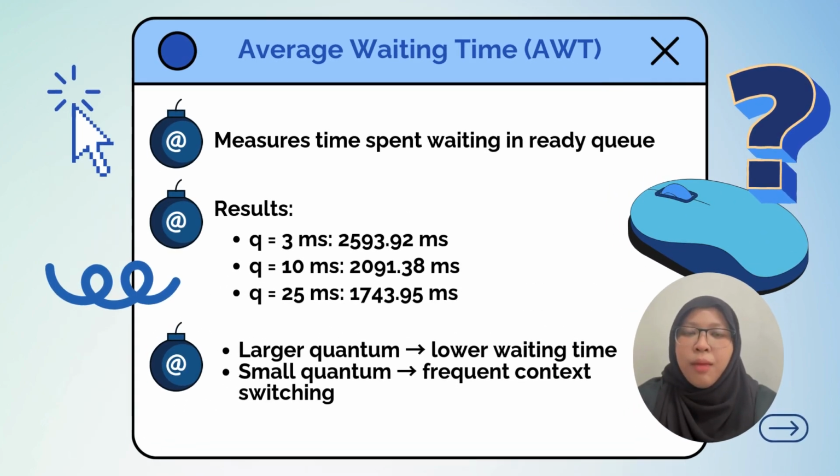Average waiting time measures how long a process waits in the ready queue before completing execution. From the results, the smallest quantum of 3 milliseconds produces the highest waiting time because the CPU is frequently interrupted by context switching. As the quantum increases, waiting time decreases since processes are allowed to run longer without interruption. Therefore, a larger quantum helps reduce waiting time by minimizing unnecessary preemption.